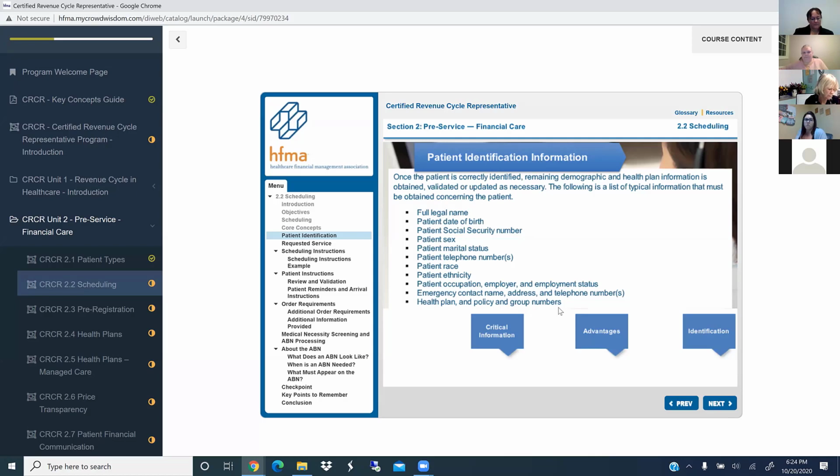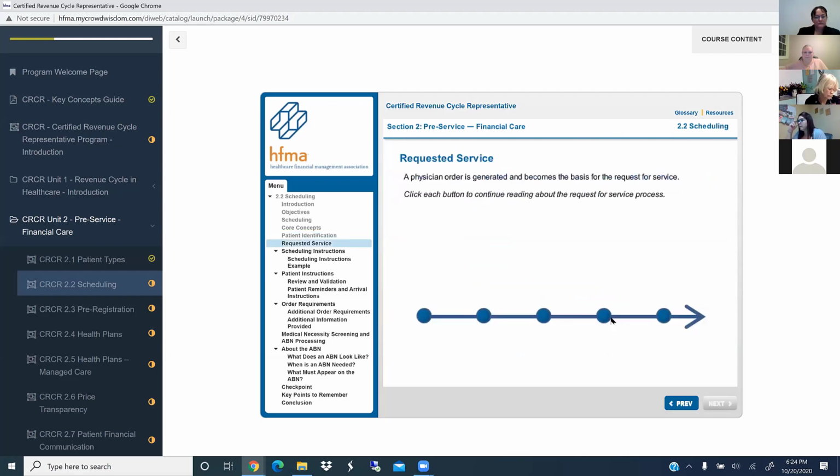All right, so we'll go to requested service. A physician order is generated and becomes the basis for the request for service. So we click each button. The first one is the contact: the request for service can come from the patient, the physician's office, or a service department in the healthcare facility.